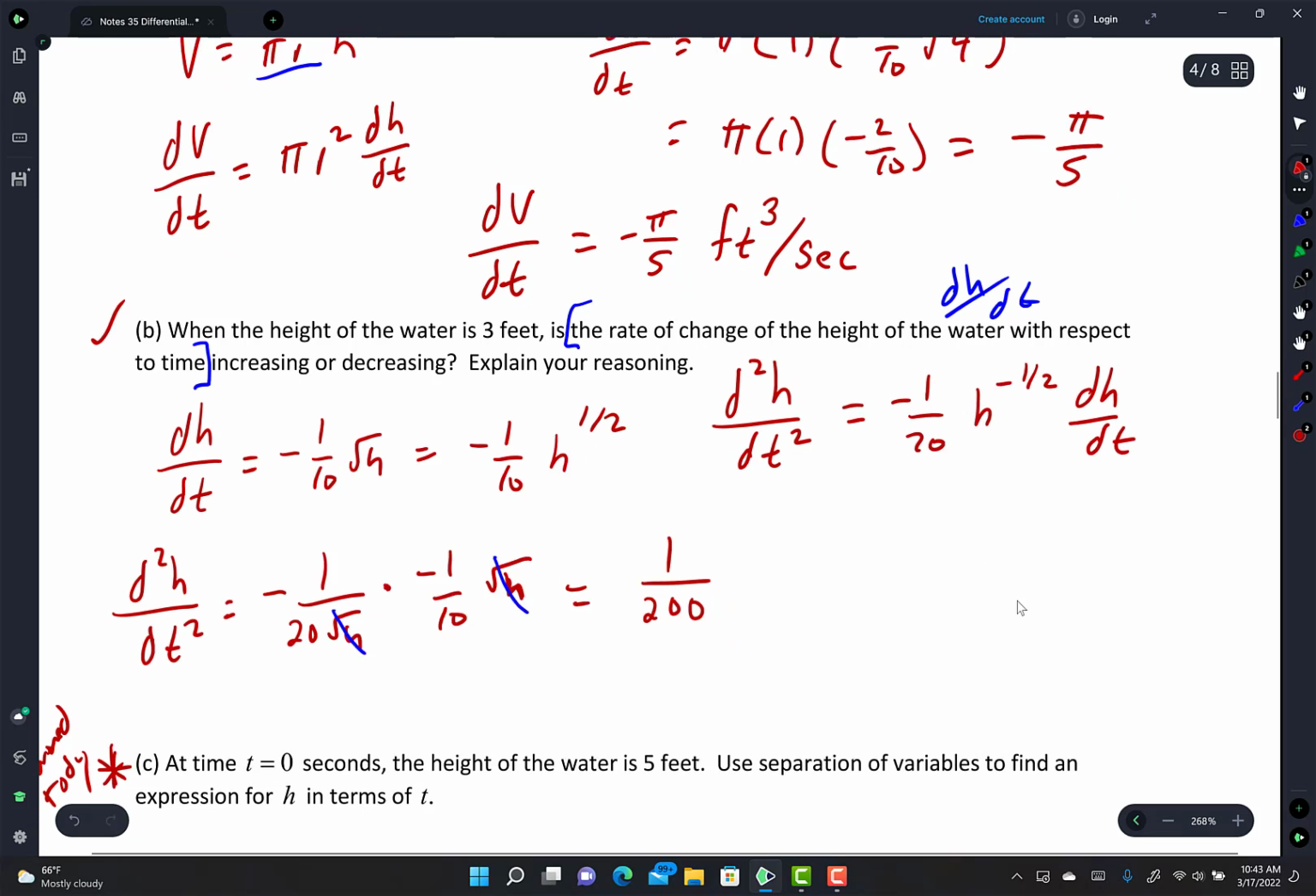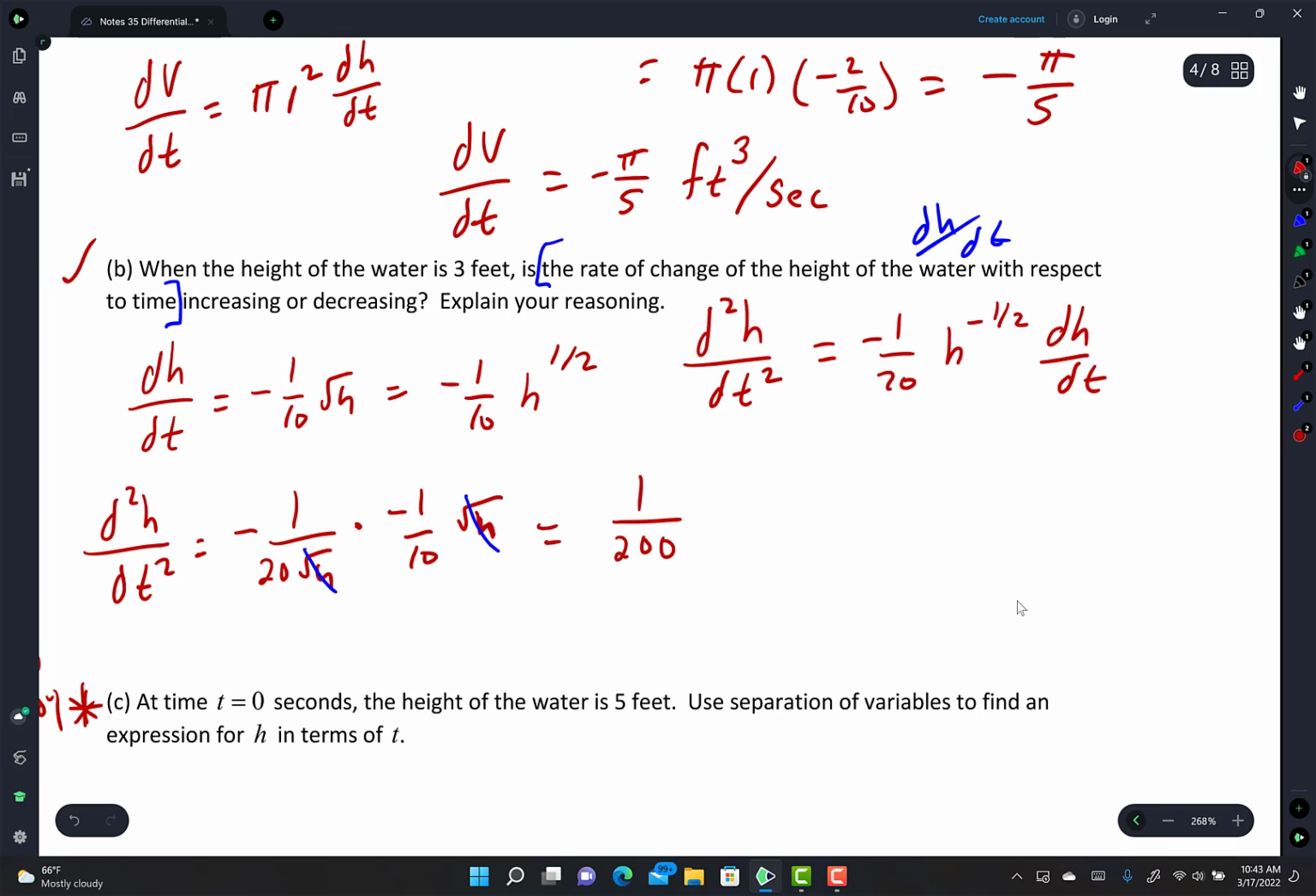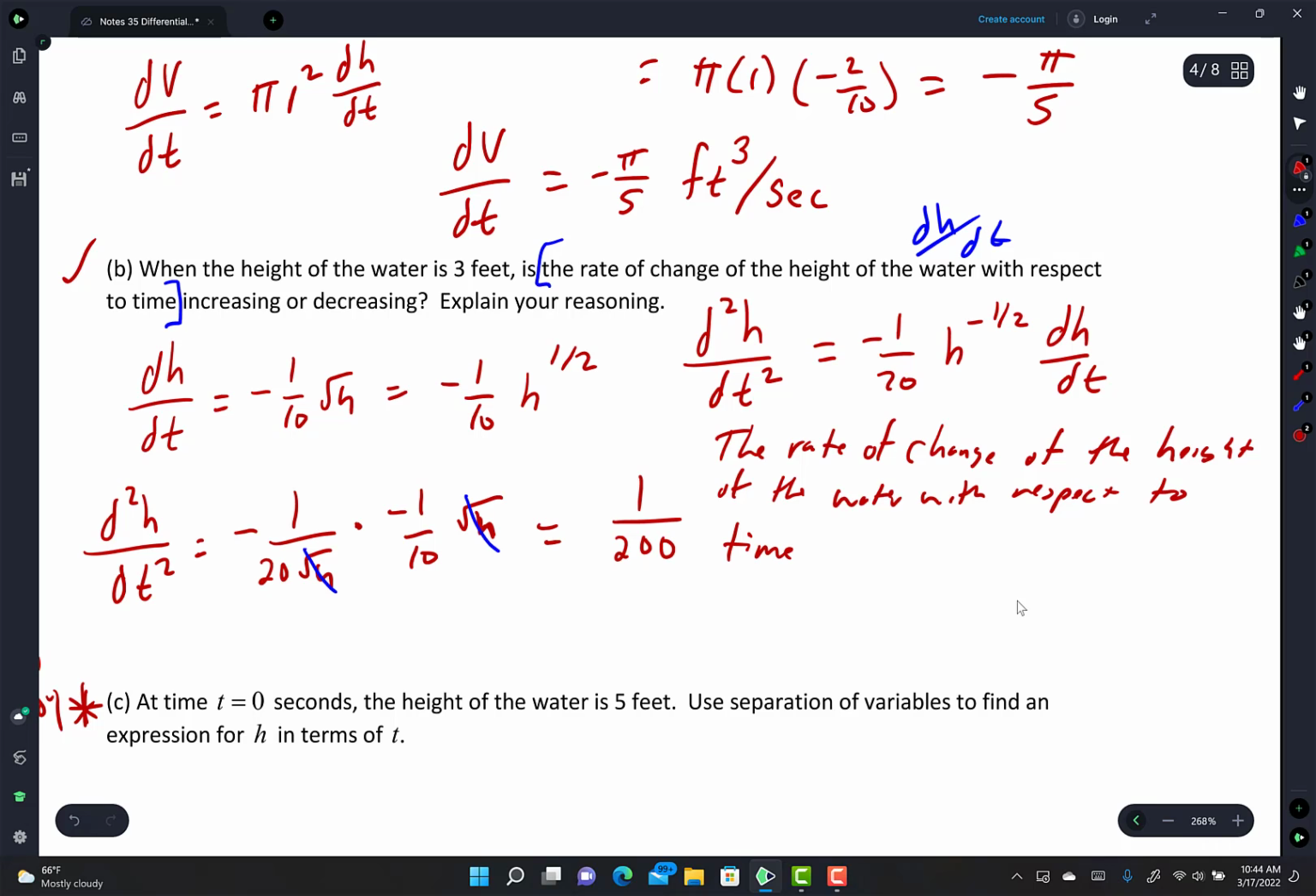Is that a positive number? Yeah. So I'm going to write right here what's happening. I'm going to use their language. I'm going to write the rate of change. I think you would still be okay if you write dHdt, but I'm going to use their language: the rate of change of the height of the water with respect to time is what?